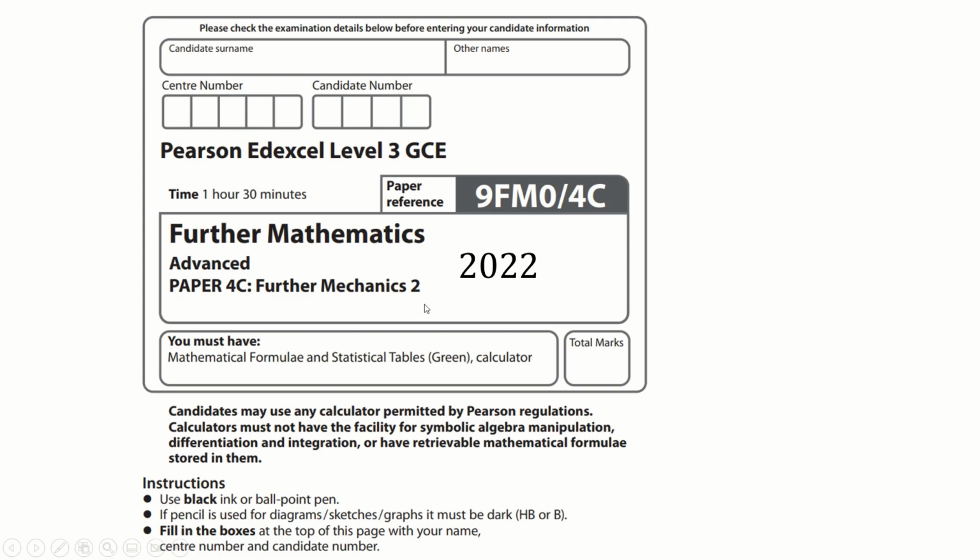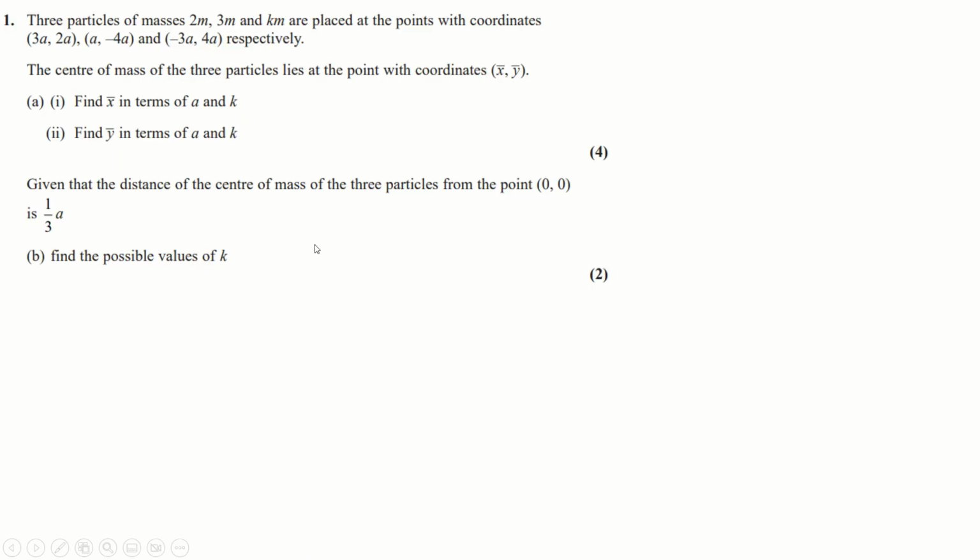This is Further Mechanics 2 from 2022. First question is, I think, the first of 4 centre of mass questions, which is a bit excessive. This is one of the nice ones.